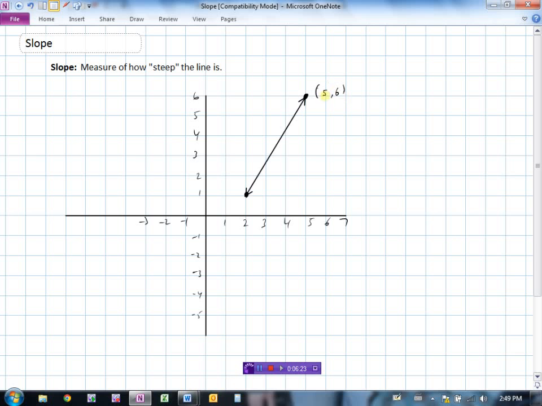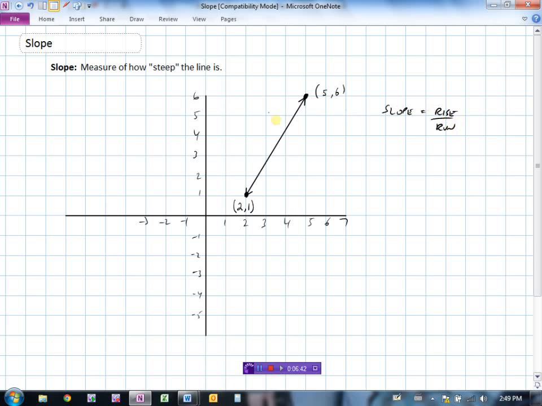So the coordinates there are 5, 6. And down here I have an x value of 2 and a y value of 1. So if I'm asked to find the slope of this line, we know that slope is rise over run. So I need to know how far up did I go and how far over did I go.